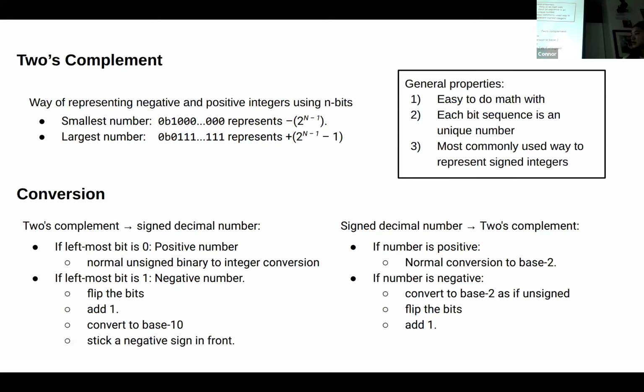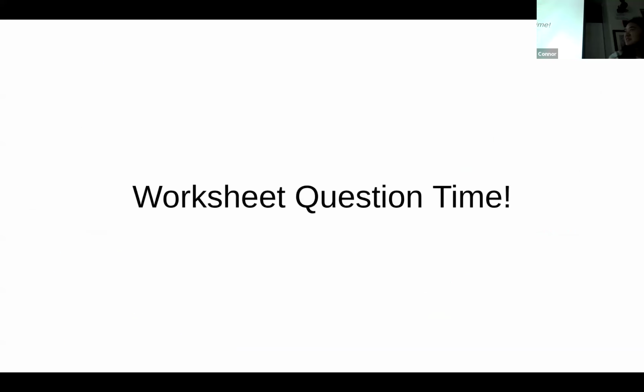And then for the other way around, for converting from signed decimal to 2's complement, if the number is positive, we can just convert normally to binary. If it's negative, then we convert it as if it's a positive number, and then we flip the bits and add 1. Hopefully this is all review from 61C.